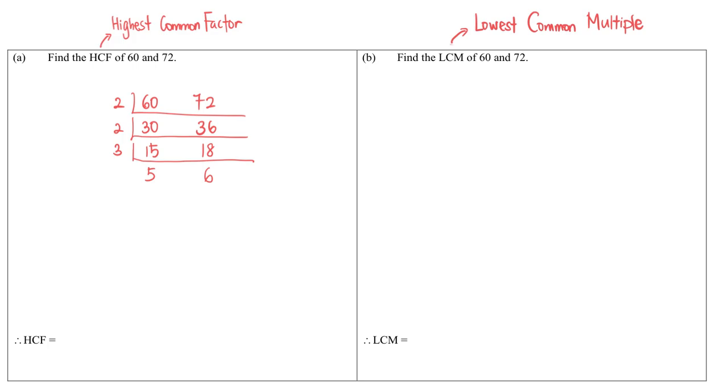So once I have this, I will then be able to get the answer for both part A and part B. For part A, the answer lies in here. These are all the common prime factors. So for HCF, it will be 2 times 2 times 3. That will give me 12.